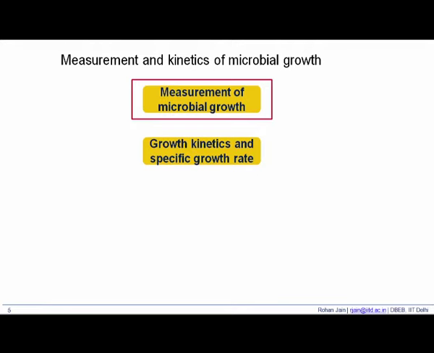One is the measurement of the microbial growth. So, how do you measure it? Basically what you do is you can measure population, but you can also measure biomass. And the second is growth kinetics and specific growth rate. These are the two things that are required for seeing how the culture is growing and things like that. So, first let us look at the measurement of microbial growth.